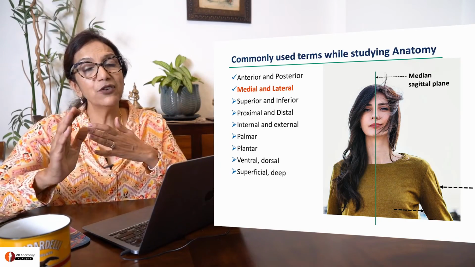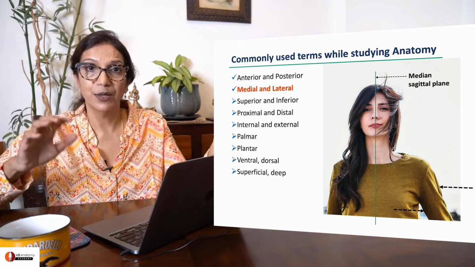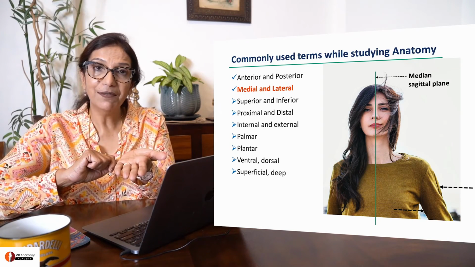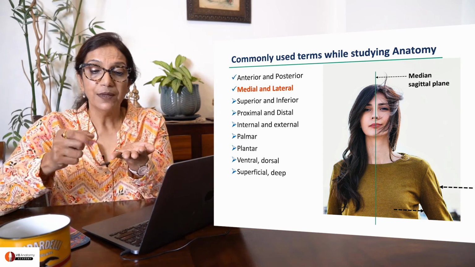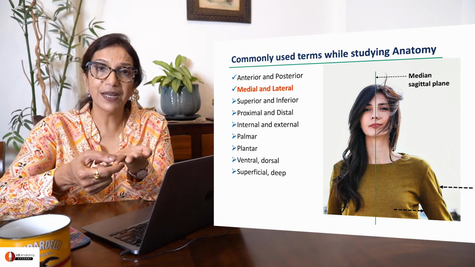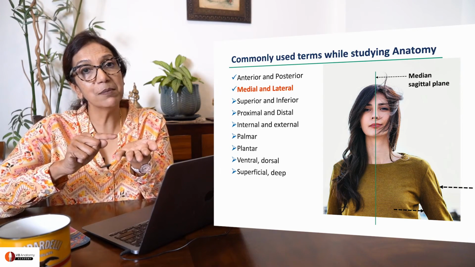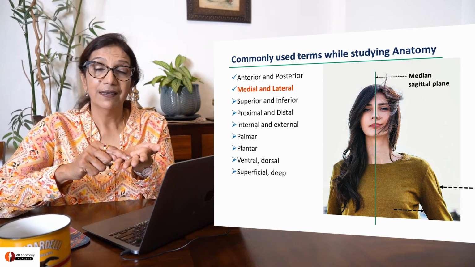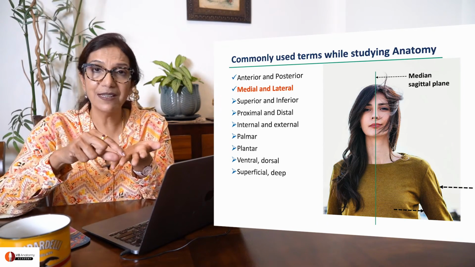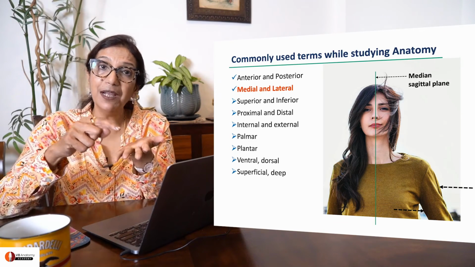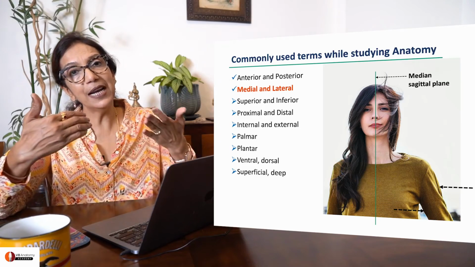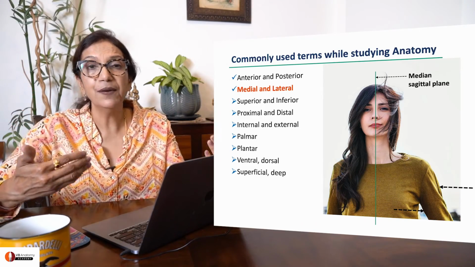Again, medial and lateral are very relative terms. Let's take an example. Take your hand, everyone. Now, this is your little finger. This is your ring finger. Little finger is medial. Ring finger is lateral. Correct? But now this is your index finger. This is your ring finger. Now ring becomes medial and index becomes lateral. So medial and lateral are very relative terms.